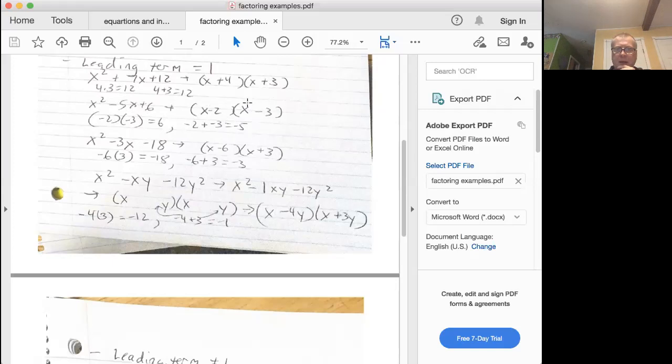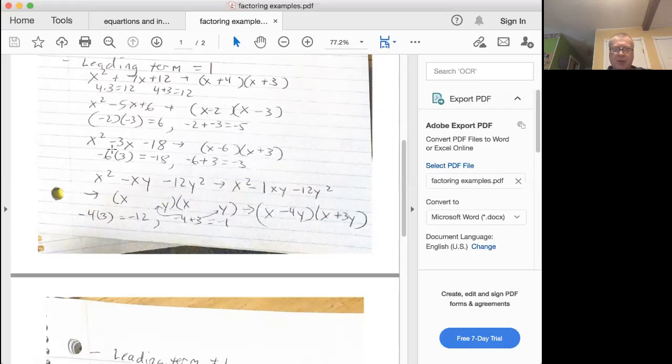If we test this out, we can always multiply it out to see if it works. In this case, x times x is x squared. X times minus 3 is minus 3x. Minus 2 times x is minus 2x. So that's going to add up to be minus 5. And minus 2 times minus 3 is 6.